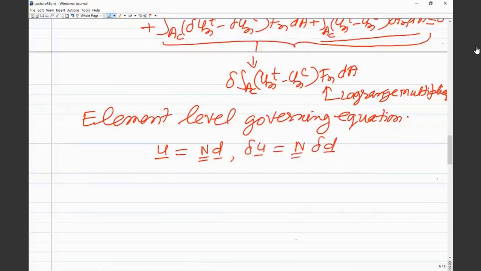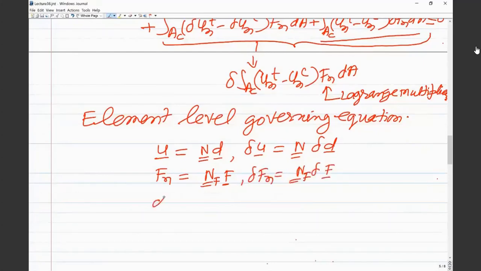Now if you put superscript T, it becomes for the target. If you put superscript C, it becomes for the contactor body. Similarly, we need to interpolate the normal force. Fn is also a function of the coordinates along the contact area. So in terms of another set of shape functions for interpolating Fn, Nf is another set of shape functions times F, the vector F. And the variation of Fn will then be Nf times delta F.